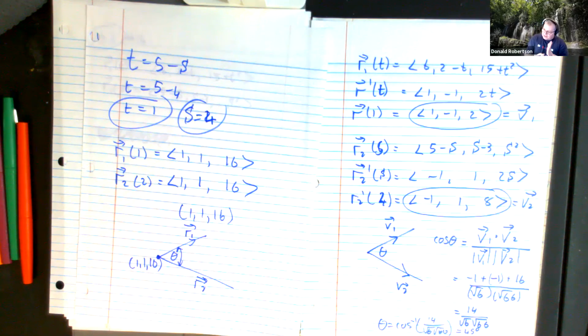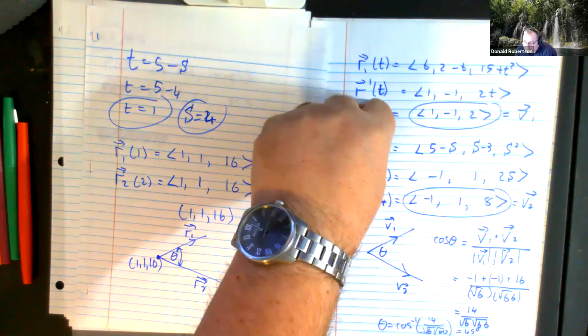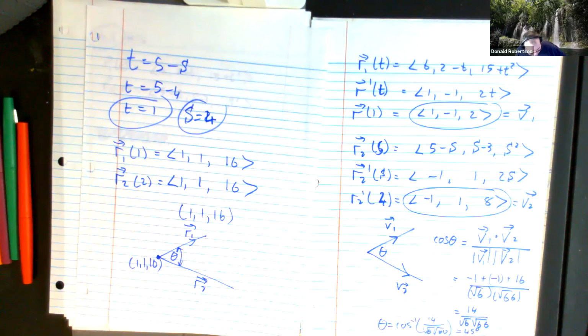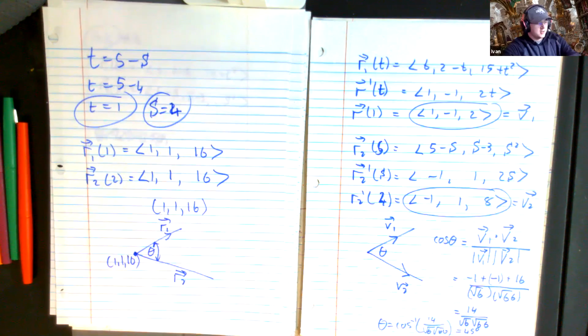So to find the angle at which two space curves intersect, find the angle between their derivative vectors at whatever point, in this case, t is 1 and s is 4. Are you okay with that question now? Yeah, thank you. That helps a lot.